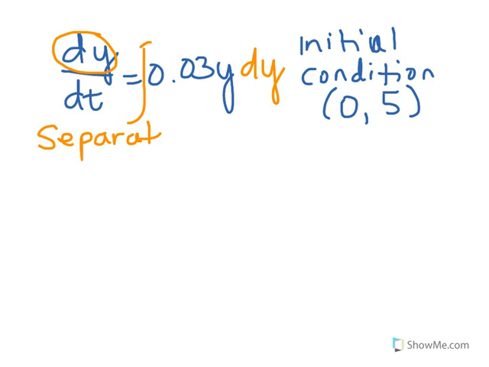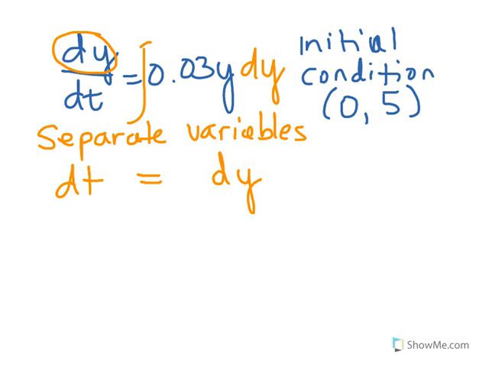All that means is we would like to get the dy and the dt to be on opposite sides of the equal sign. So we want to have dt on one side, we want to have an equal sign, we want to have dy on the other side, and we'd like to have the y on the same side as the dy. A couple different ways we can get to this through the algebra, but essentially that's going to be our goal. And then we're going to integrate the result that we get.